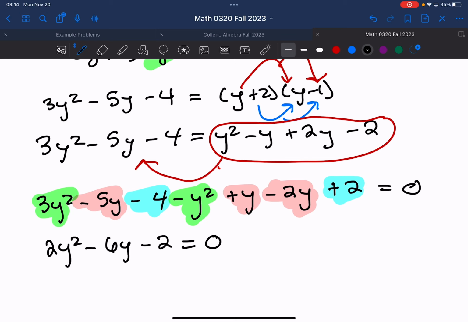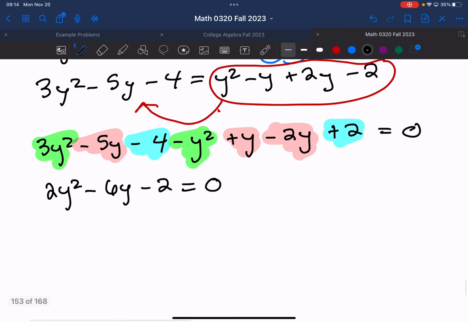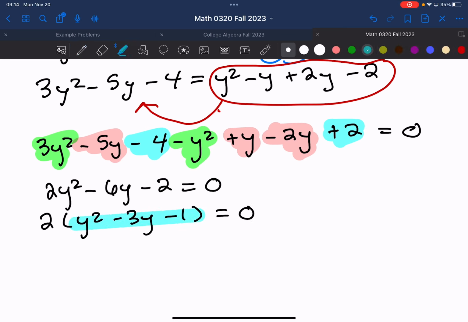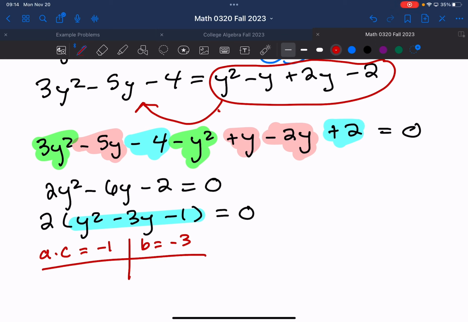Okay. Before I start to factor this, does this have a GCF I can take out? Yes. A 2, I can take out a 2, and I'm left with y squared minus 3y minus 1 equals 0. So now I'm only paying attention to this middle part. So I'm going to factor with my AC method. So in this case, A times C is -1, and our B is -3. Are there any terms that are going to multiply to -1 but add to -3? No, so this means it's not factorable.